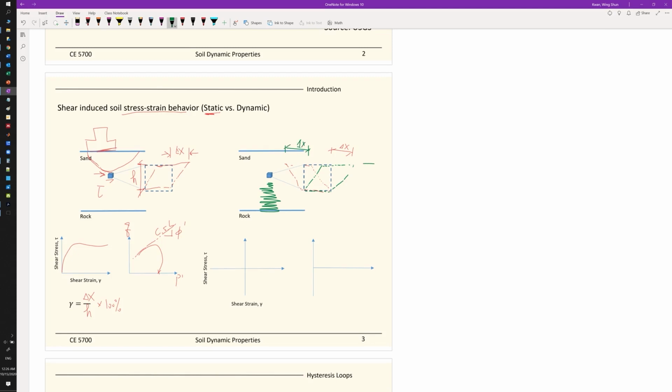And we still have the same soil specimen height, and this is again the upward propagating shear wave.